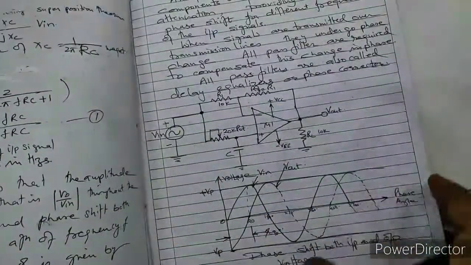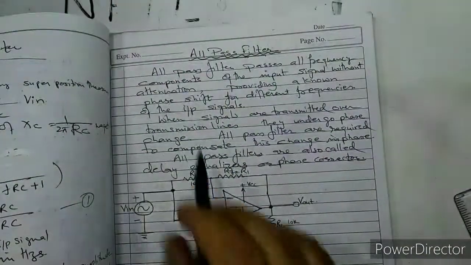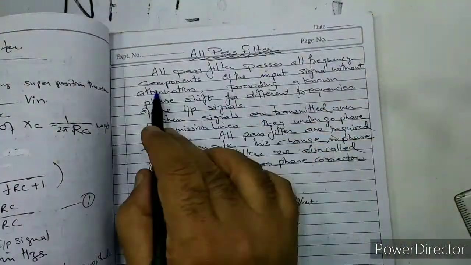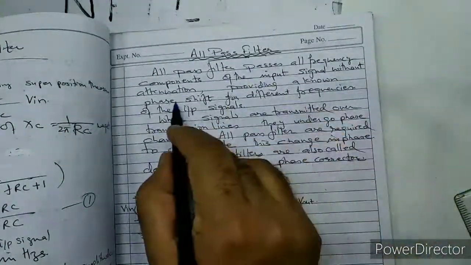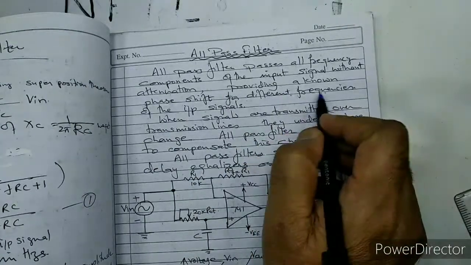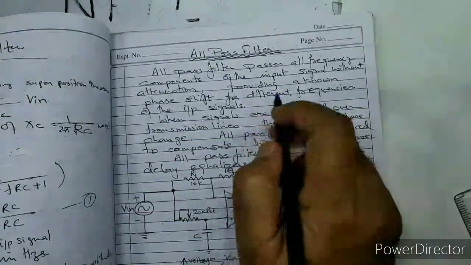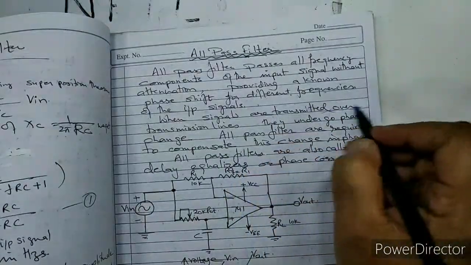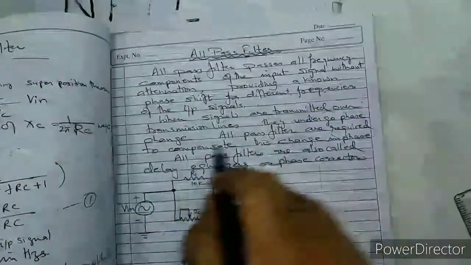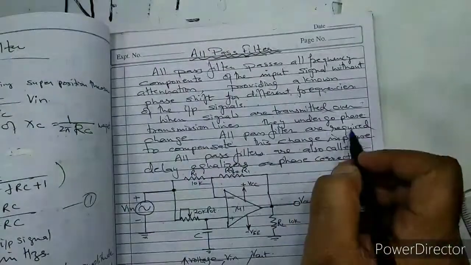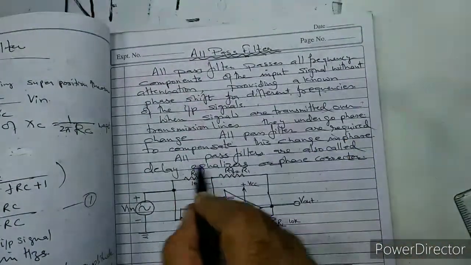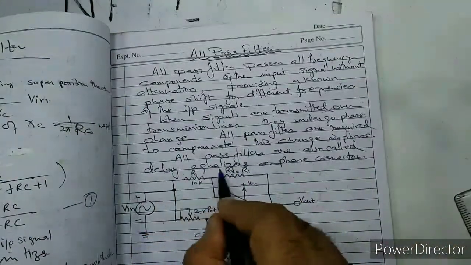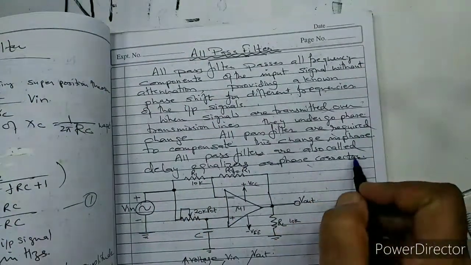So next is the all pass filter. Now, an all pass filter passes all frequency components of the input signal without attenuation, providing a known phase shift for different frequencies of the input signal. When signals are transmitted over a transmission line, they undergo phase change. All pass filters are required to compensate this change in phase. All pass filters are also called delay equalizers or phase correctors.